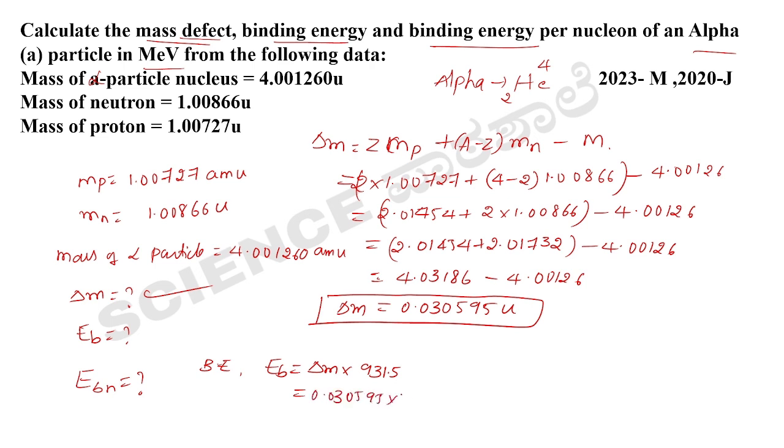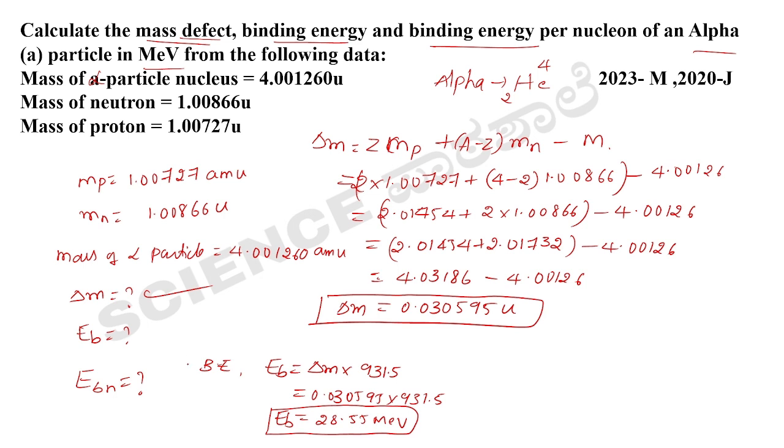0.030595 into 931.5 is equal to, so you will get around 28.55 MeV. Dear students, please do your calculation. I might be wrong because you have to do the calculations. If you take more digits, you will get some little changes in that answer. Just check that it is near 28, then it is correct.